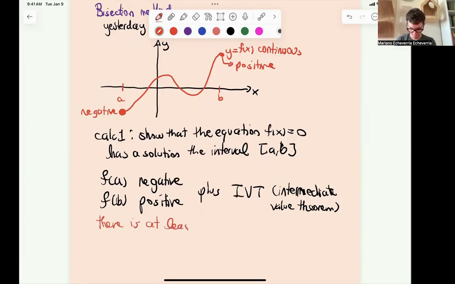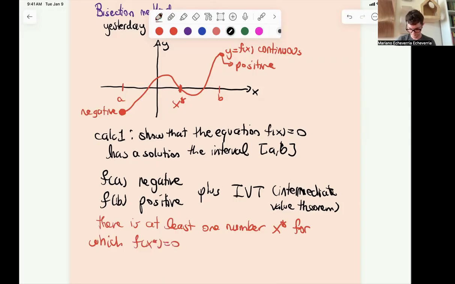So by the IVT, there is at least one number, let's call that x star, for which f of x star equals 0, which would be a solution to our equation. Is that making sense? Hopefully this is just a refresher, because you must have seen this; it's a very common calculus one problem, using the IVT to show that certain equations have solutions.